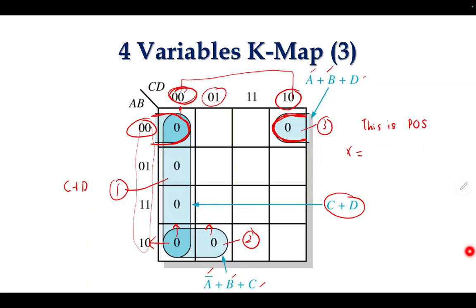So you got X equals to C plus D times by A bar plus B plus C times A plus B plus D for this equation.